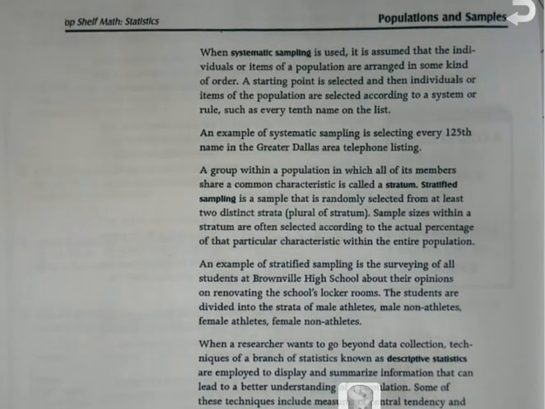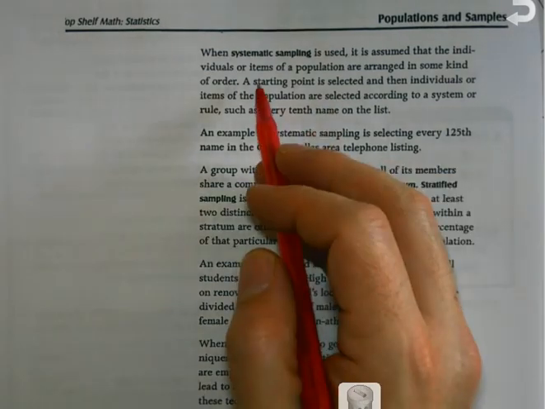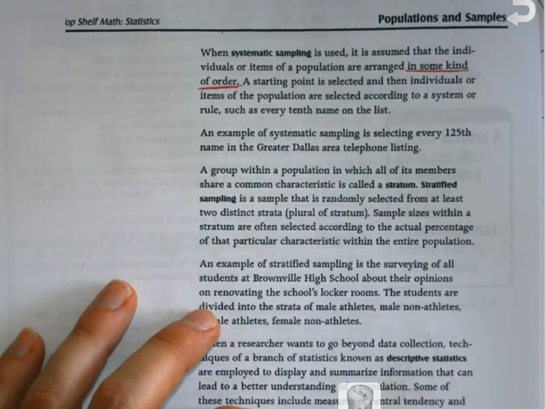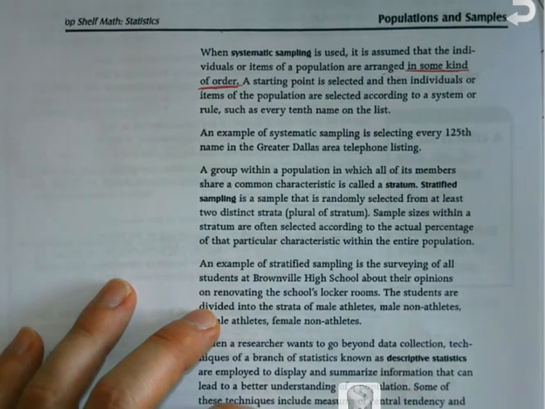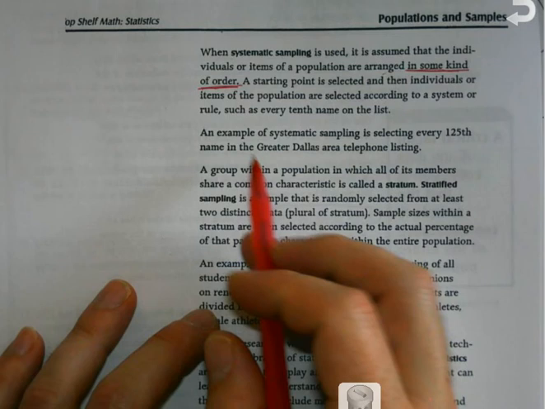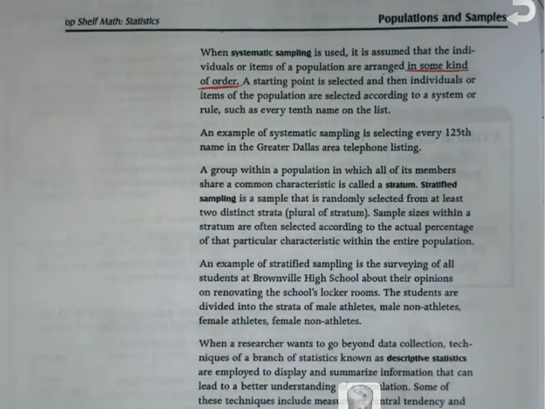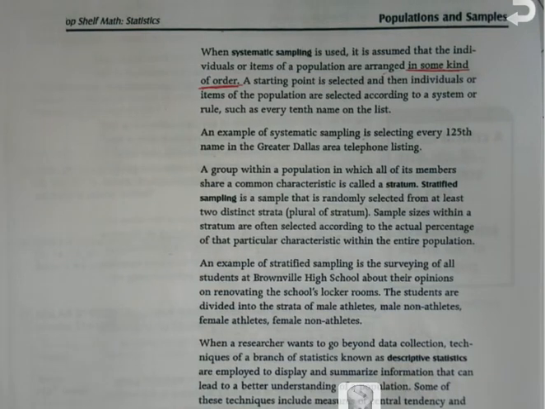Systematic sampling. It's like, holy cow, many kinds of sampling to work with here. It's assumed that we're arranged in some kind of order. You start and then you start sampling from there. So systematic sampling, selecting every 125th name in the greater Dallas area phone listing. Picking every 5th sophomore to ask a question to as I'm going in an alphabetical order. That would be an example of systematic sampling.